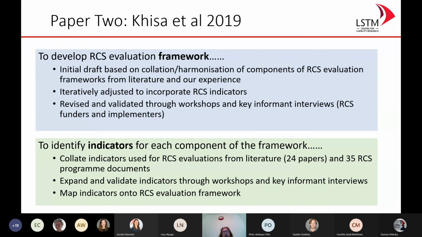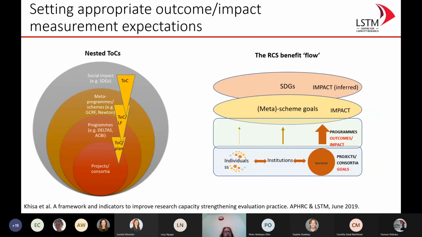So again, I know that might be a somewhat disappointing message, that there isn't something off the shelf that you can use, but the previous paper and this one do provide quite a bit of source material that you can work with. In addition to the indicators that came out of paper 2, which I'll present shortly, there were 2 conceptual tools that can help you with your own planning around how to measure research capacity strengthening.